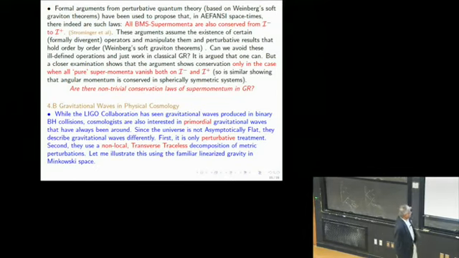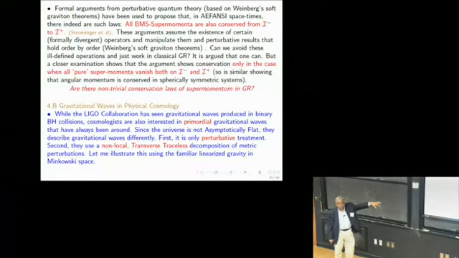The second thing is about gravitational waves in physical cosmology. Well, while the LIGO collaboration has seen gravitational waves produced by binary black hole collisions, cosmologists are also interested in primordial gravitational waves that have always been around. And in fact, it was announced that these had been discovered before LIGO, but it turned out that that was not a reliable announcement. So the announcement was incorrect.